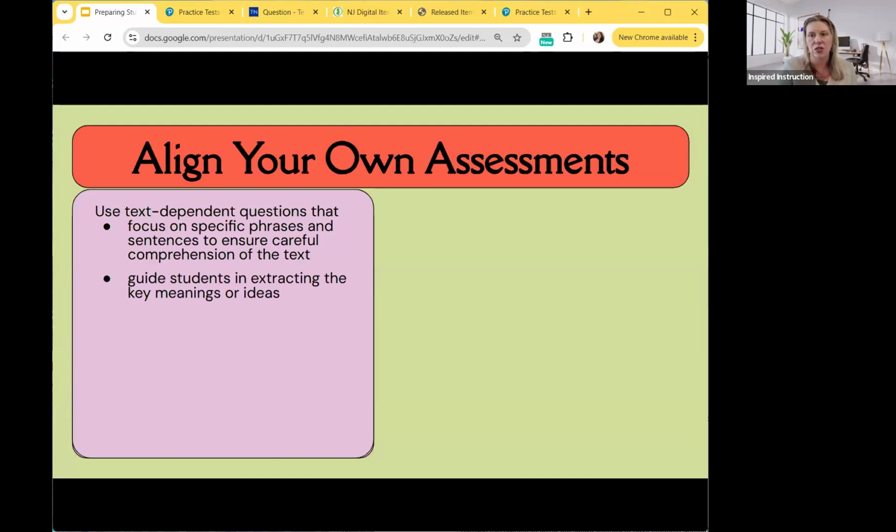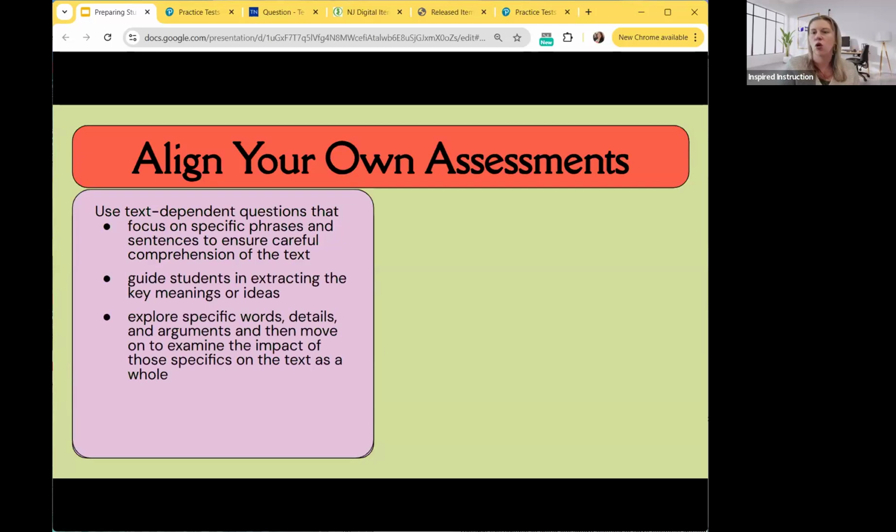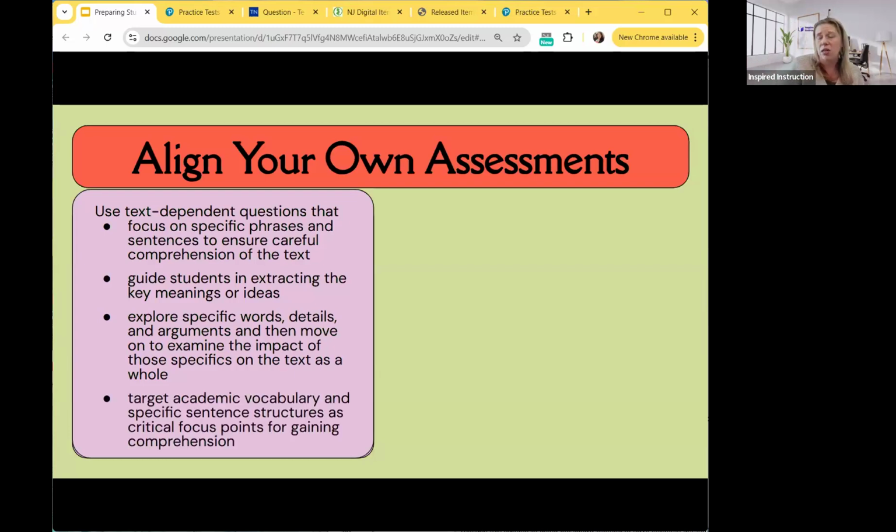Making sure that we're guiding students in how to determine the key meaning or the key idea of what I just read. Exploring specific words and details and arguments, making sure that we can discuss as a class and individually, how does that one section of the text or that one word or that one argument contribute to the impact as a whole. So, trying to figure out author's meaning or purpose, that kind of stuff. And then we also want to make sure we're targeting academic vocabulary and specific sentence structure. And again, these are all things that you are probably already doing because you're addressing them in the standards.